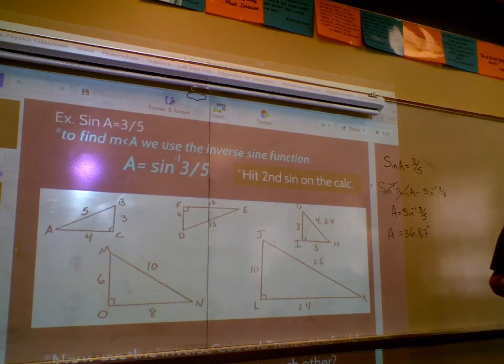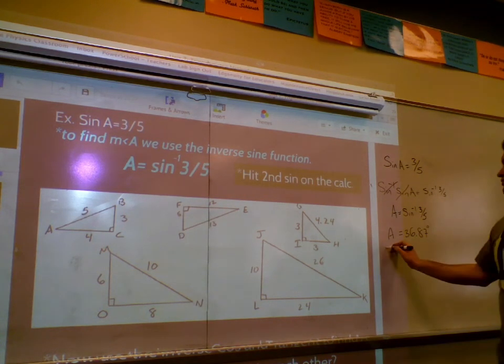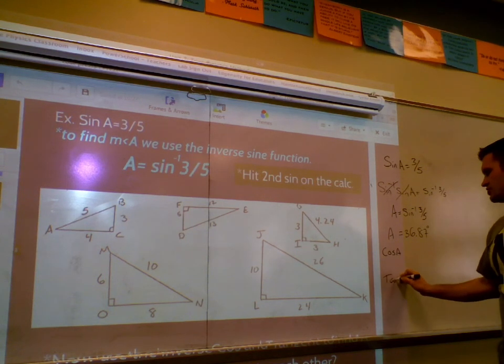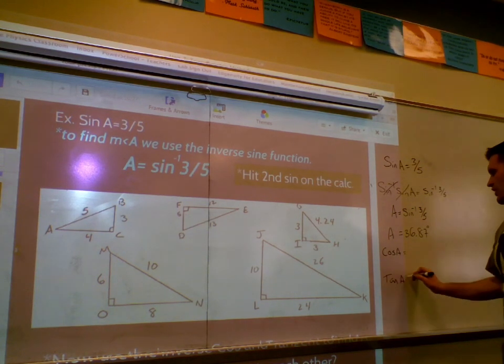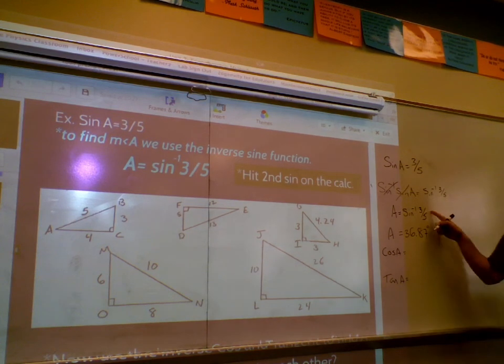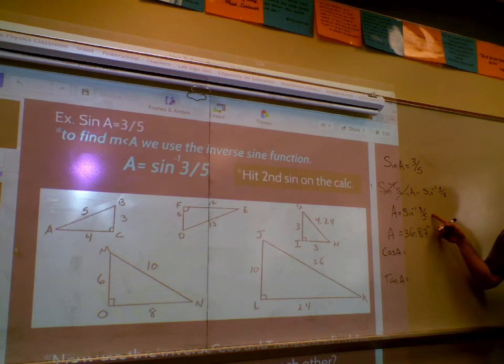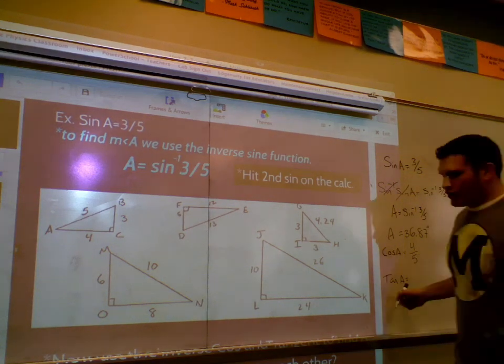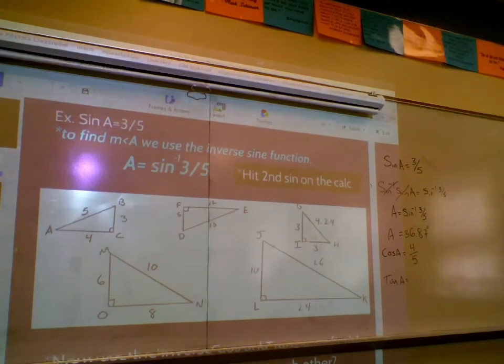No. Okay. I want you to try the same thing, but now I want you to use cosine of A and tangent of A. If I'm using cosine of A, do I still use 3/5? No. What do you use for cosine, Tony? Four-fifths. Okay? So I want you guys to find A using cosine and find A using tangent.